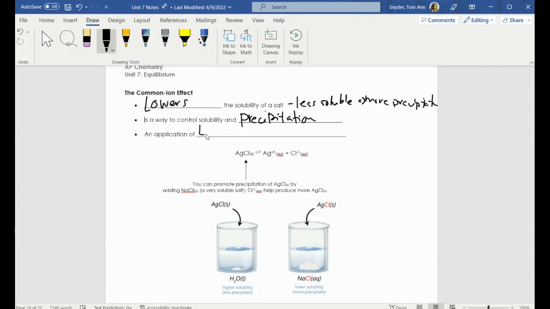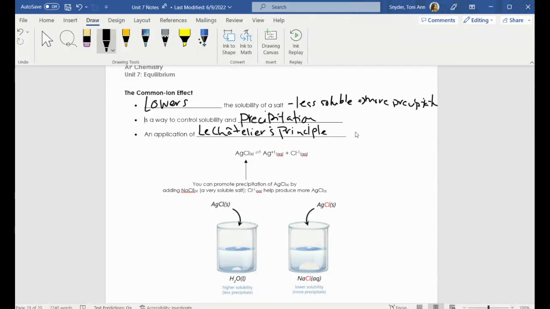And this is an application of Le Chatelier, our favorite. Le Chatelier's principle. Spelling principle wrong here. So the common ion effect is a wonderful application of Le Chatelier's principle because it can increase the concentration of one of the ions, and because they are aqueous, I'm changing that concentration. They do affect the equilibrium and whether or not it favors reactants or products.